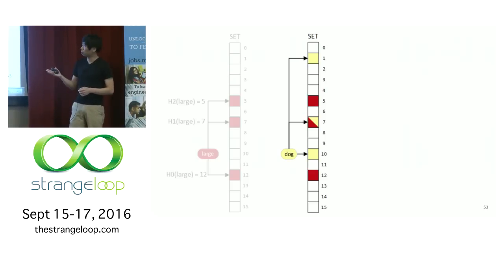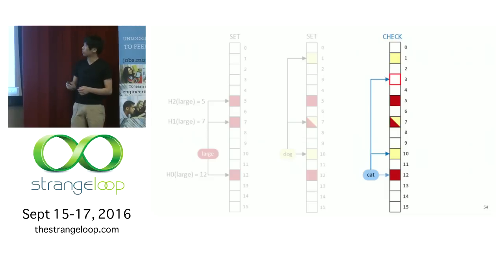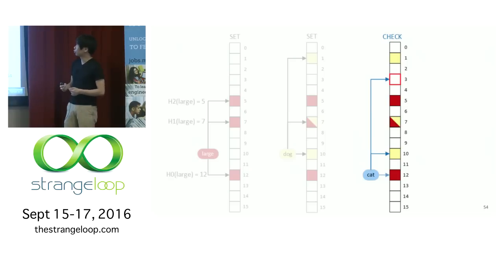If we query this again, we'll definitely see that it is in the document because we just set all 3 of these bits. The bitwise AND of a bunch of 1s is a 1. We could also try querying a term that is not in the document. We could query the term cat. So cat here happens to map to locations 3, 10, and 12.